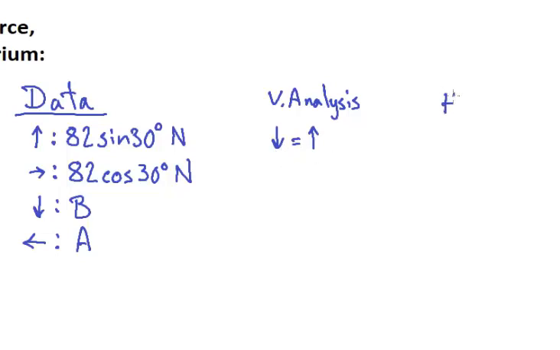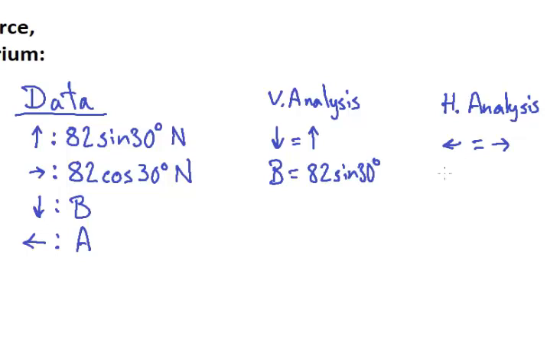And for a horizontal analysis, we're going to say that the force going to the left side is going to be equal to the right-sided force. Now, which forces are those? Well, we're going to substitute with the data that we have in here. I know the downward force is B, and I know the upward force is 82 sine of 30. I know the left-sided force is A, and I know that the right-sided force is 82 cosine of 30.